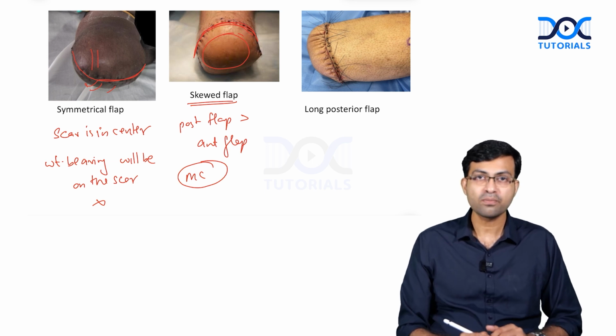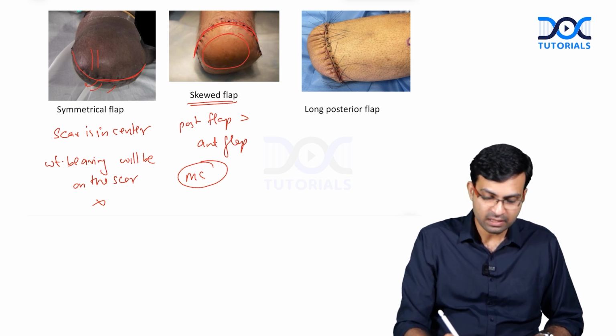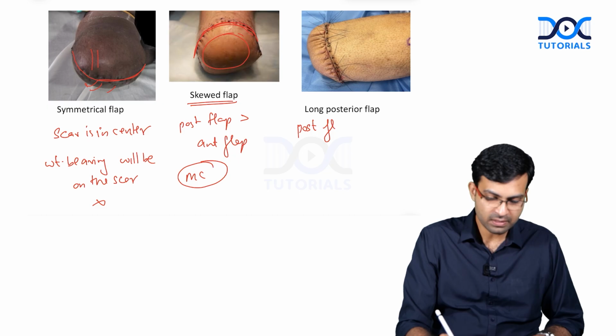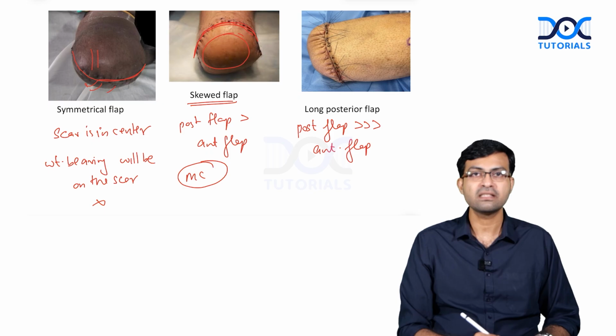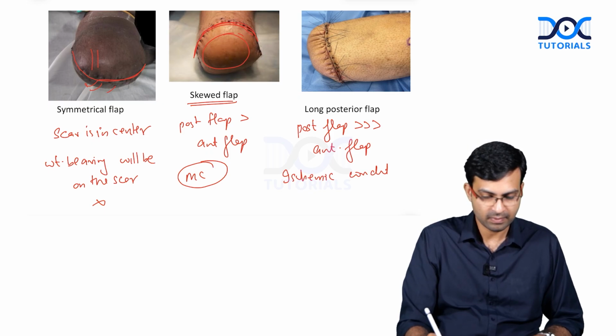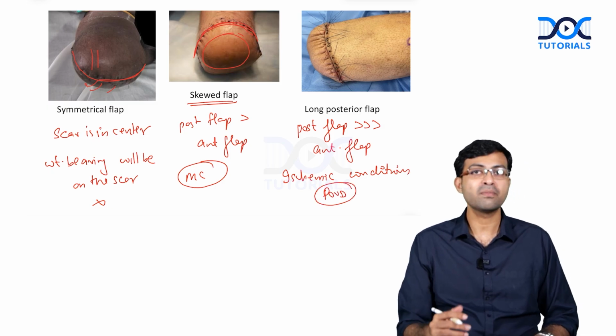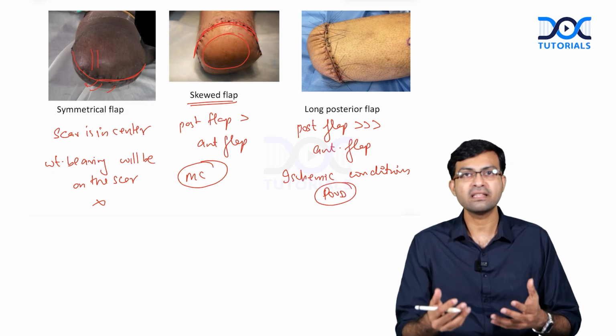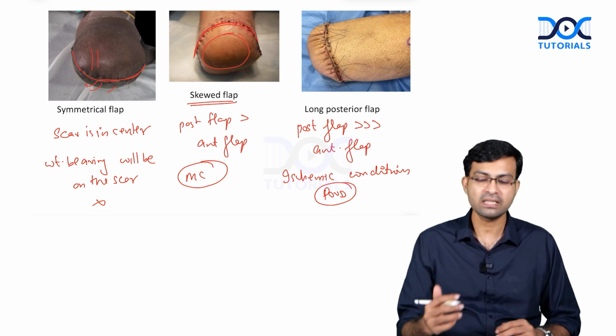Now what is this long posterior flap? Here the posterior flap is much longer than the anterior flap. So what is the advantage here? It is usually used in ischemic conditions, such as POVD, where the posterior compartment will have much more blood supply than the anterior compartment. So you can use this method.